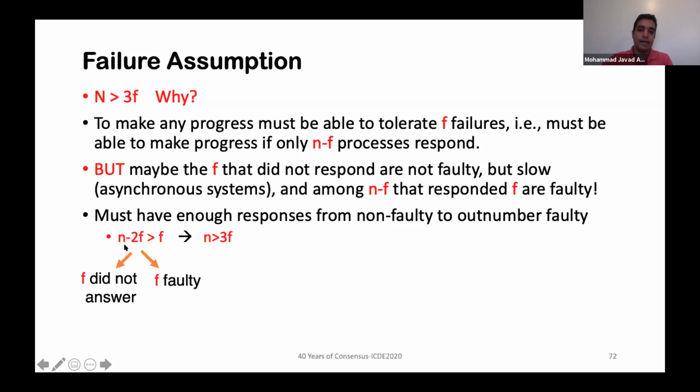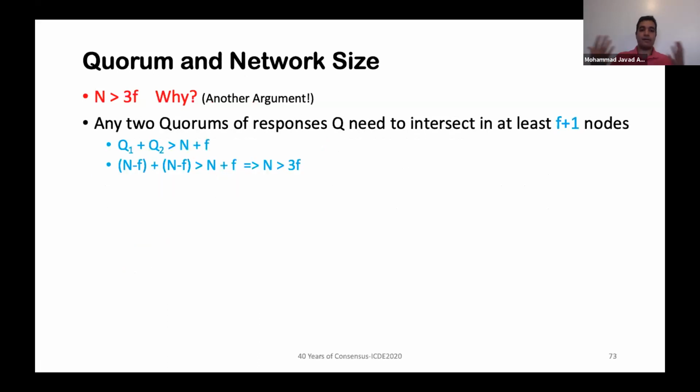So basically n minus 2f, where f is the nodes that didn't answer or answered later, and the f faulty nodes, should be greater than f. As a result, n is greater than 3f, and basically we have 3f plus 1 nodes as the network size. We can have another argument.